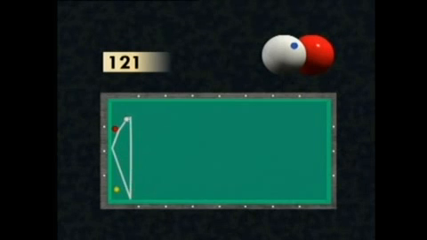In the chapter about reverse shots, we saw that the top English allows you to press the ball to the cushion. According to the same principle, the cue ball is readjusted here by the English.